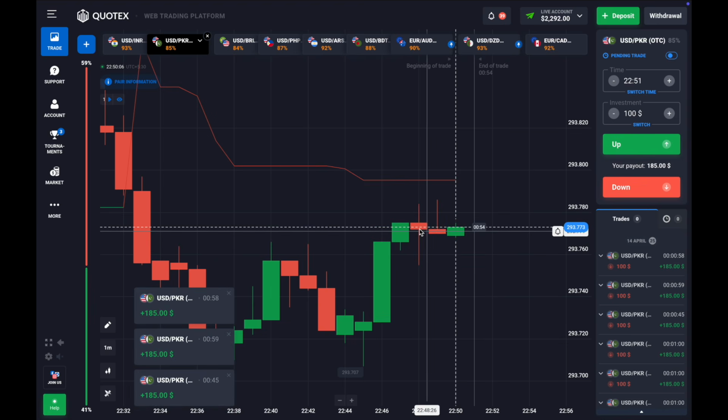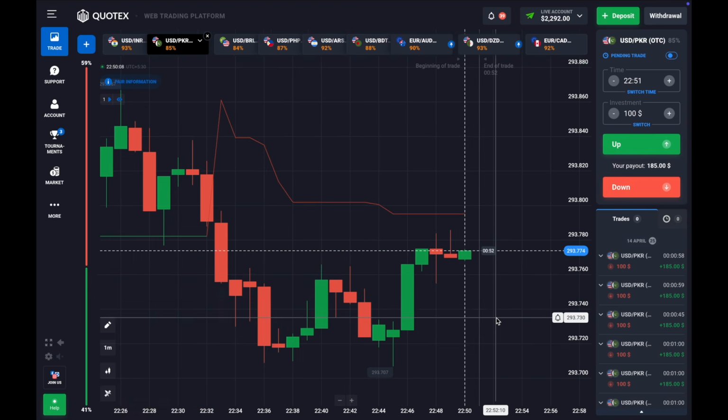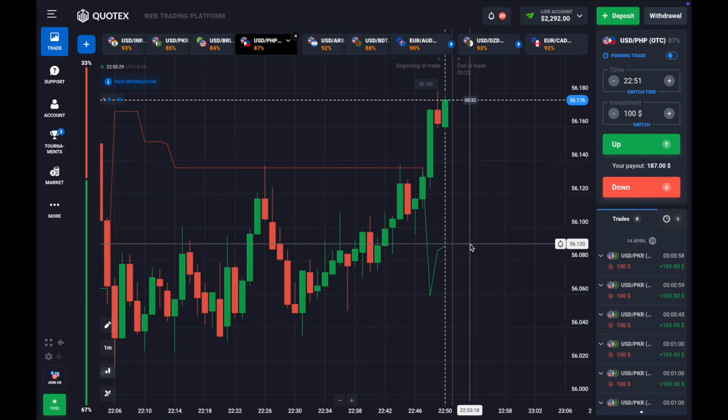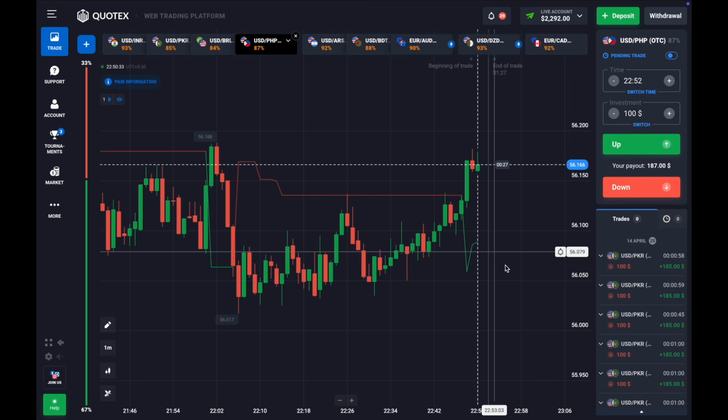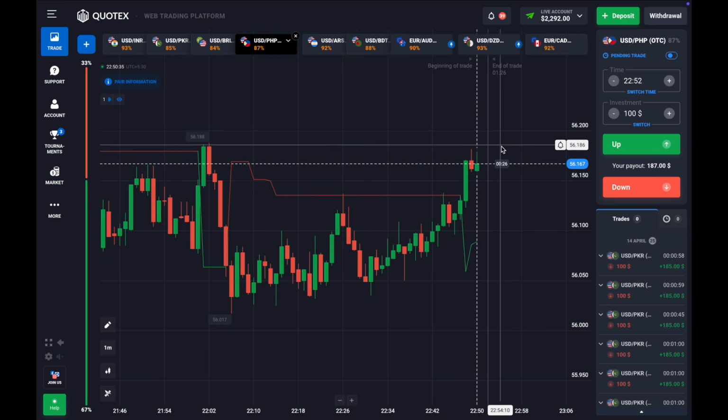Okay, two back-to-back red hammers. This can reverse the market. Hammer is a very dangerous candle, especially when it's two back-to-back. If it's three, then we can take a reversal trade. So we will be looking for a better opportunity here.